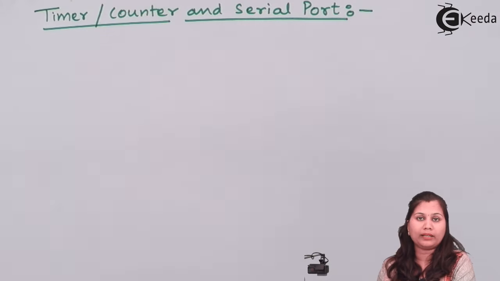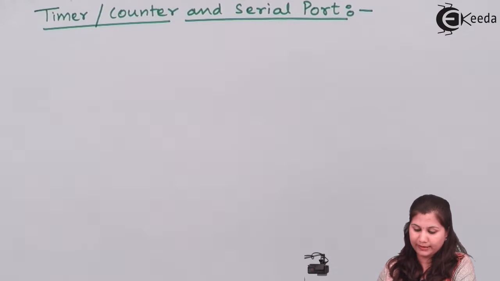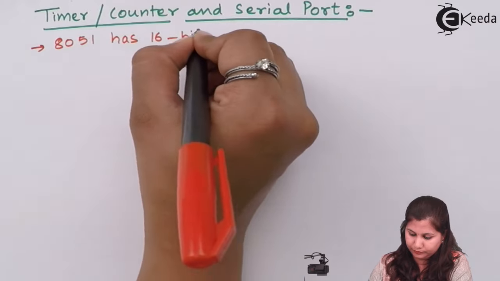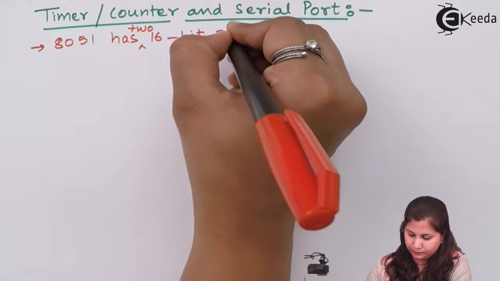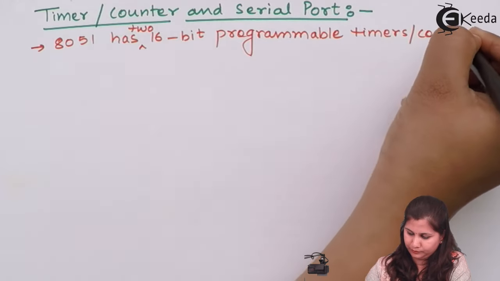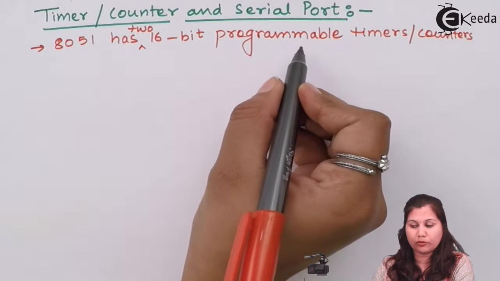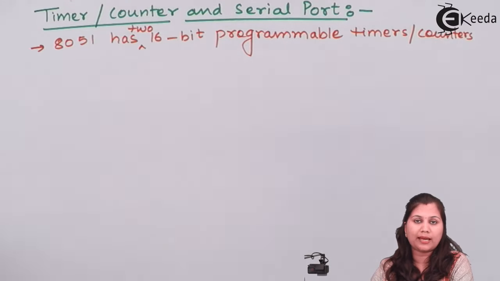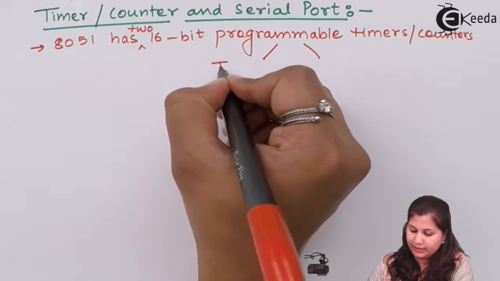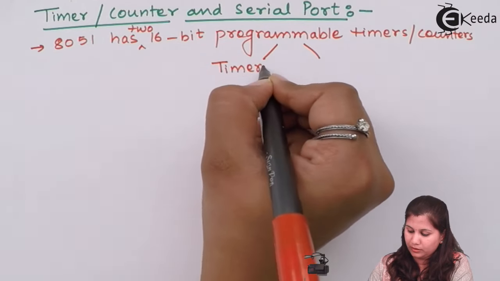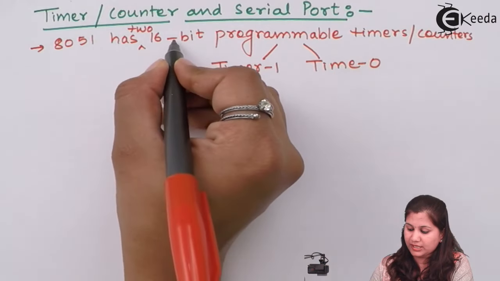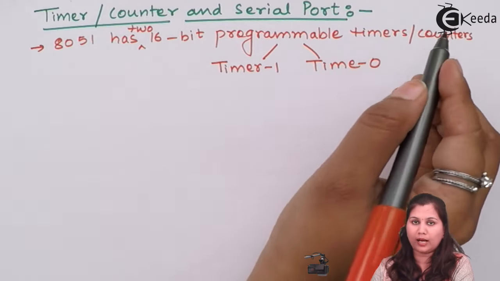So the 8051 has two 16-bit timers and counters. There are two 16-bit programmable ones, because we can program these timers and counters in different modes of operation. One is timer 1 and the other is timer 0. Now these two 16-bit registers can act as a timer and also as a counter.